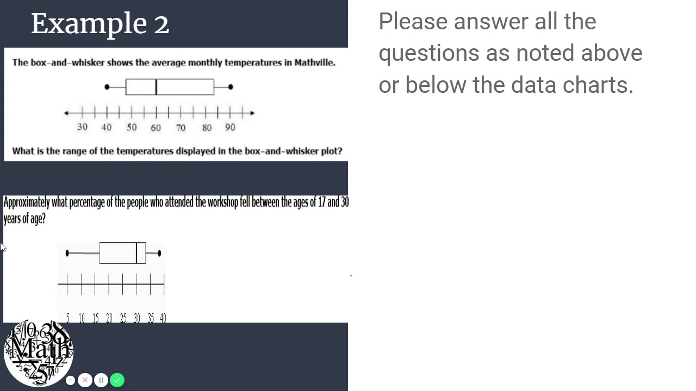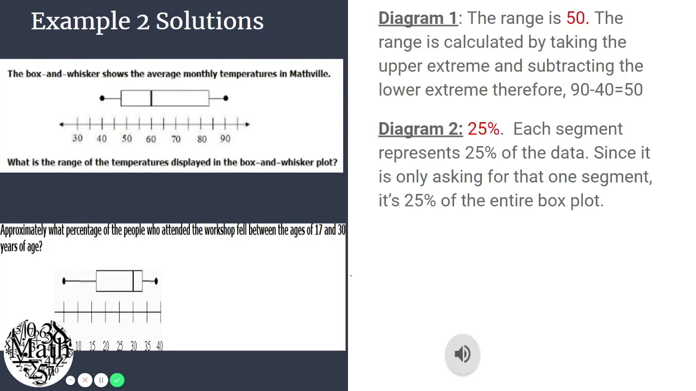And the second question, approximately what percentage of the people who attended the workshop fell between the ages of 17 and 30 years of age. Answer these two questions using the graph shown, and then return and we will review the solutions.